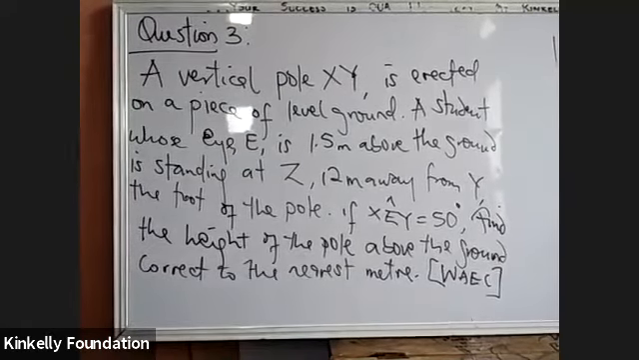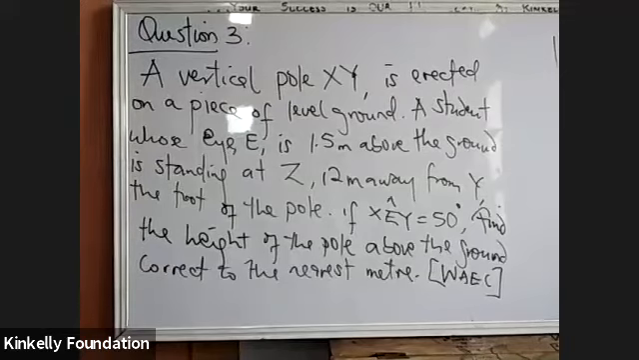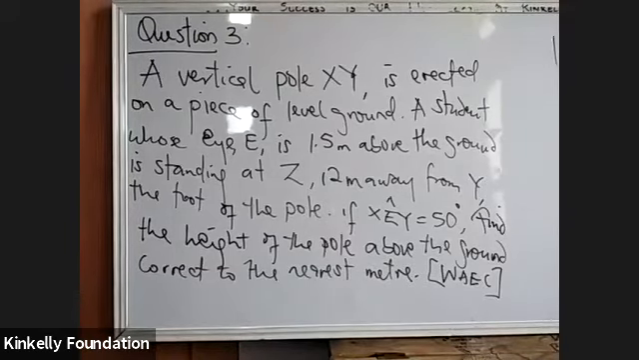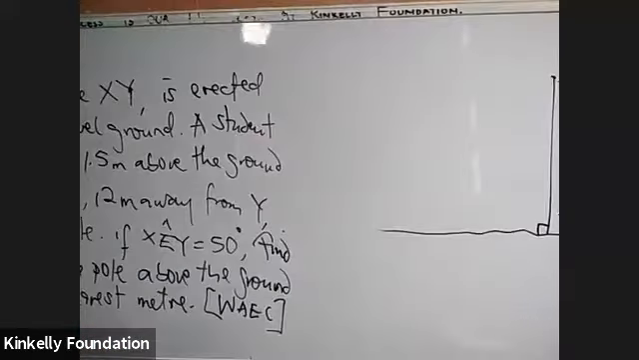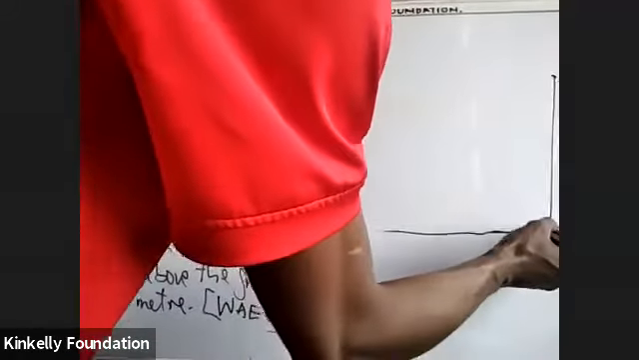A vertical pole XY is erected on a piece of level ground. A student whose height is 1.5 meters above the ground is standing at Z, 12 meters away from Y, the foot of the pole. If angle XEY is 50 degrees, find the height of the pole above the ground correct to the nearest meter. This is the level ground. This is the pole XY.